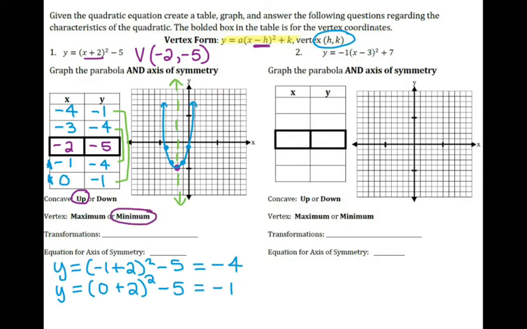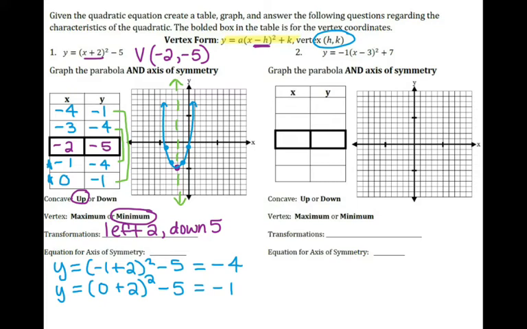The transformations are the movements that your graph has made from the original x squared function. So normally your x squared function starts at (0, 0), but this one your vertex is at (negative 2, negative 5). So my transformations mean I'm going to go to the left 2 and down 5. So essentially you need to ask yourself, how do I plot my vertex? That's going to be where your transformations are.